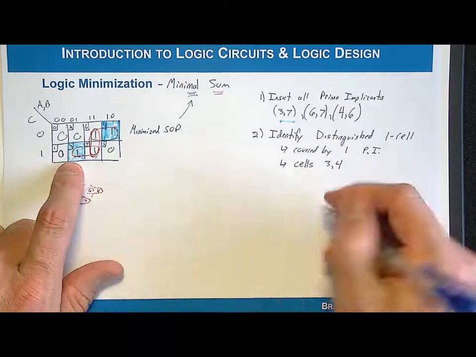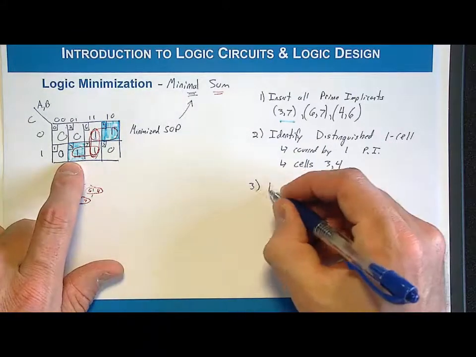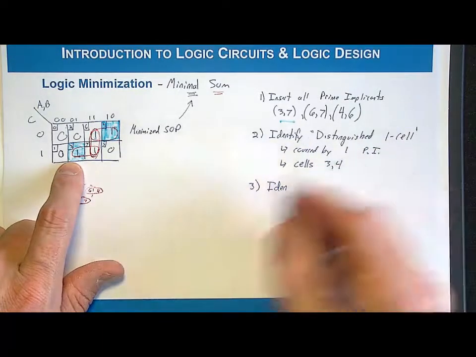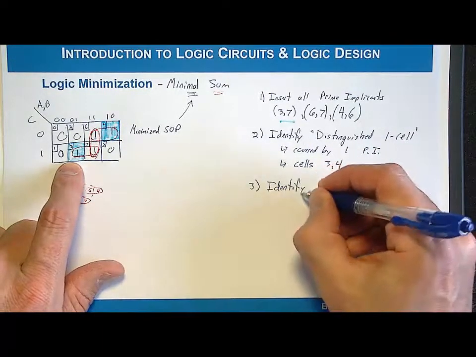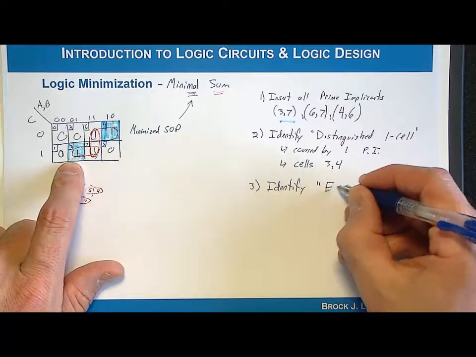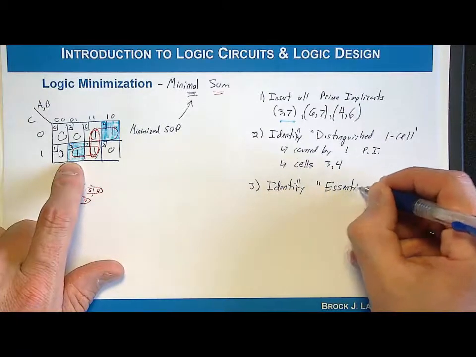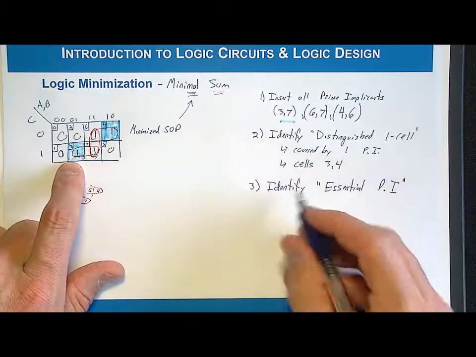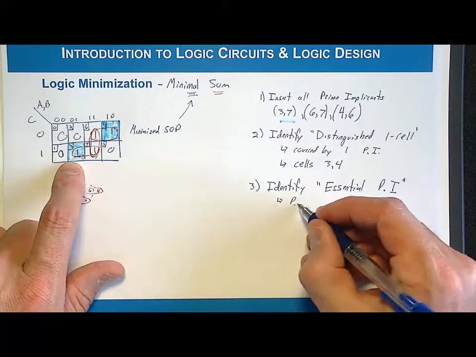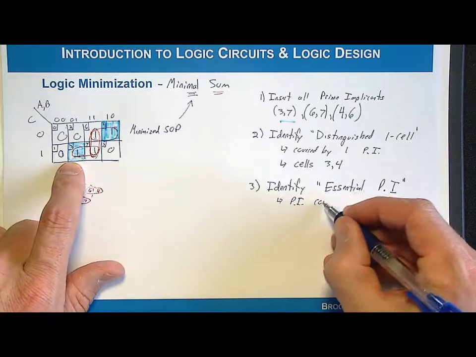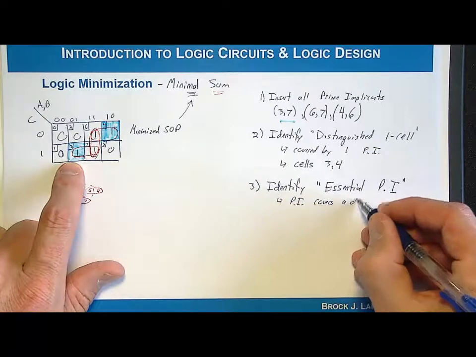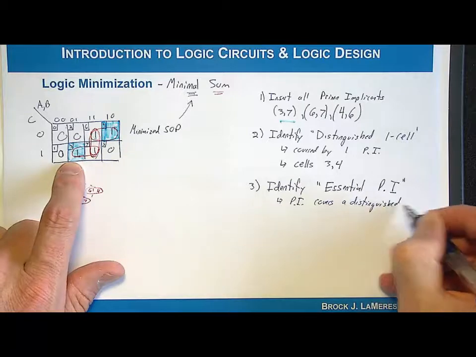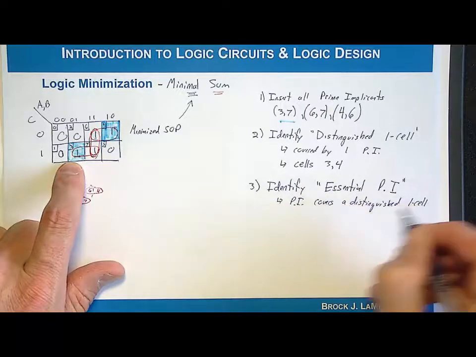And the reason we did that is because we want to then identify another term, since distinguished 1 cell was a new term, which is called the essential prime implicants. And an essential prime implicant is a prime implicant that covers a distinguished 1 cell. Okay, so let's take a look at that and say which one is which.